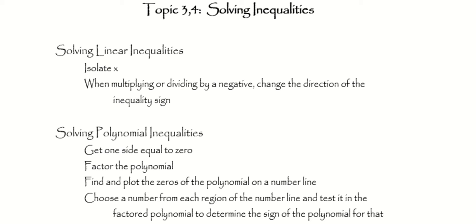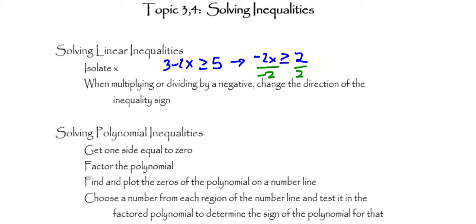So the first thing we have is solving linear inequalities. So if, for example, I gave you 3 minus 2x is greater than or equal to 5, and I wanted to solve for that, I'm going to solve just like I solve an equation. So here, I would subtract 3 and I would get negative 2x is greater than or equal to 2, and then my next step would be to divide both sides by negative 2.